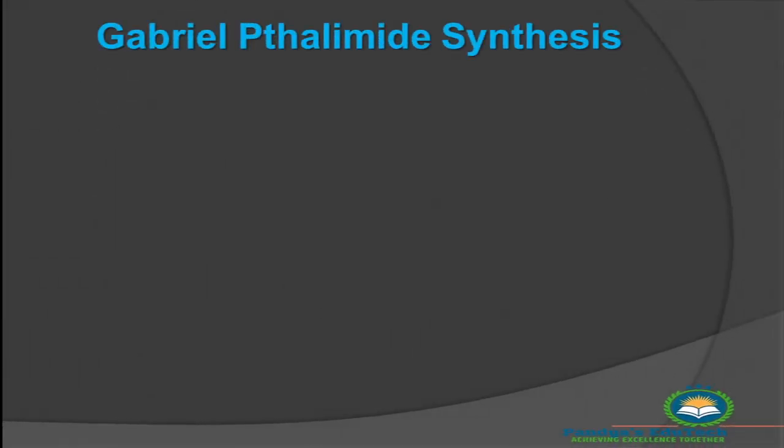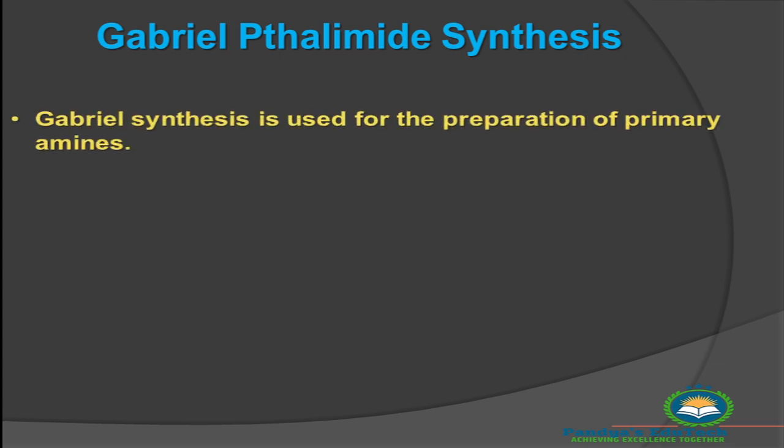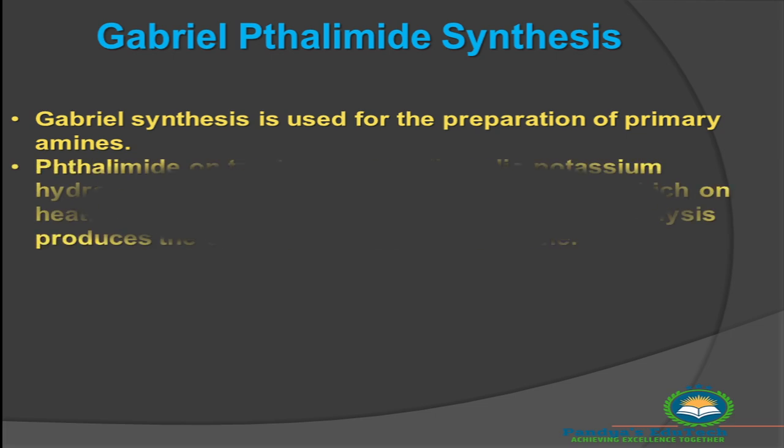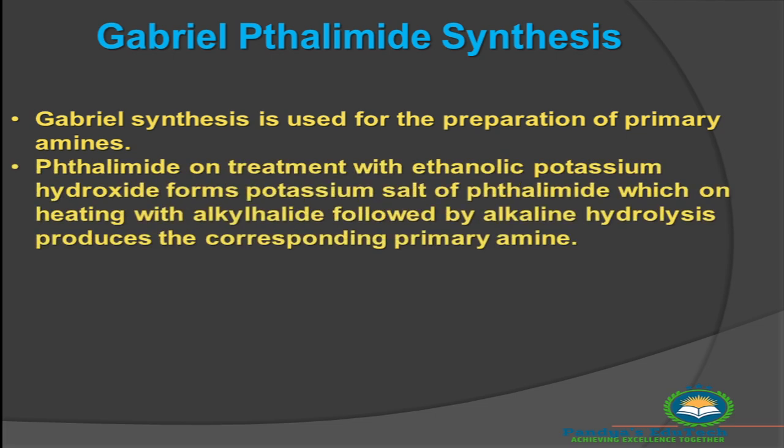Second, Gabriel phthalimide synthesis. Gabriel synthesis is used for the preparation of primary amines. Phthalimide on treatment with ethanolic potassium hydroxide forms the potassium salt of phthalimide, which on heating with alkyl halide followed by alkaline hydrolysis produces the corresponding primary amine.